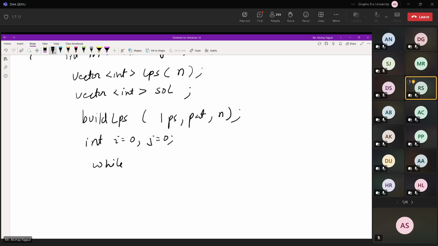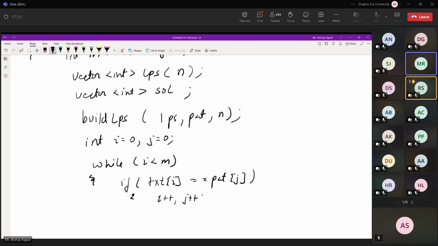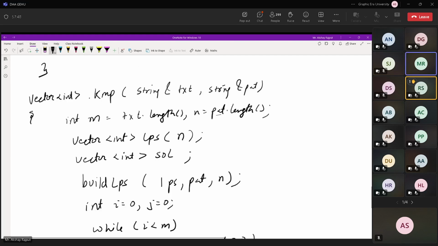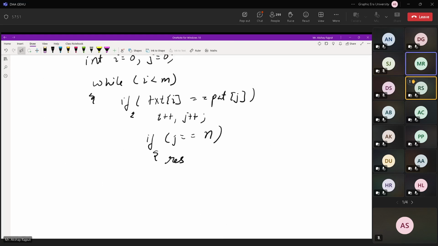So while i is less than m, we are going to check if text[i] is equal to pattern[j]. If they both are equal, then we do i plus plus, j plus plus. After this, if our j reaches the end of the pattern, that is j equals n, then we are going to push this as our result, into the solution.